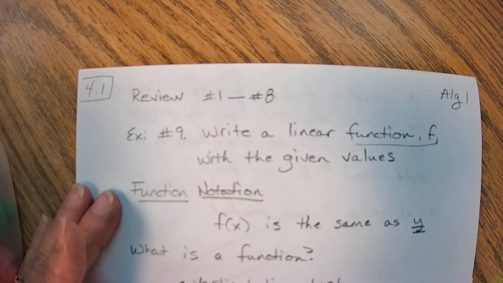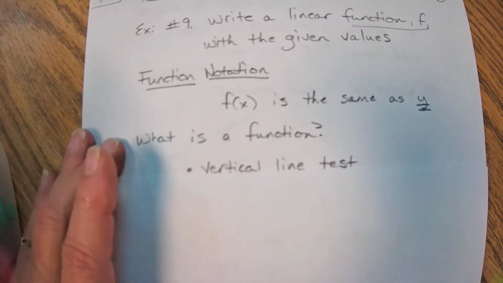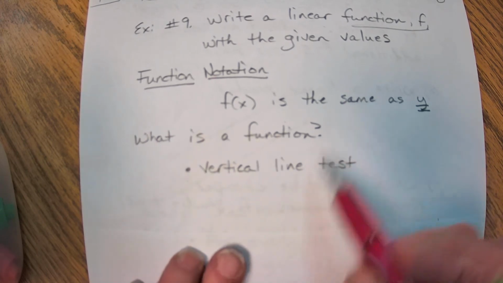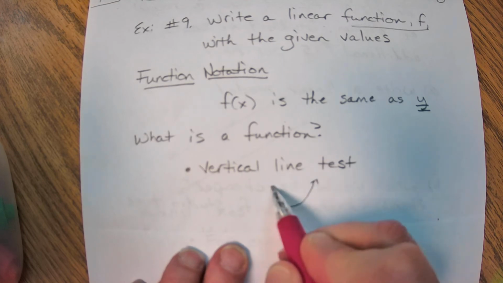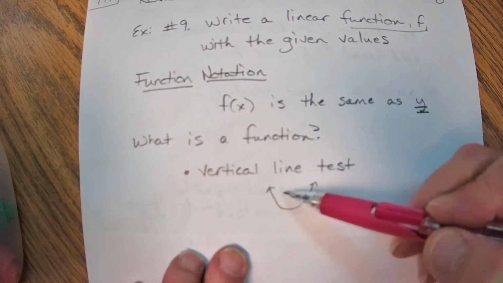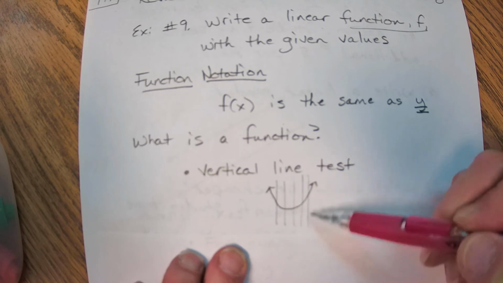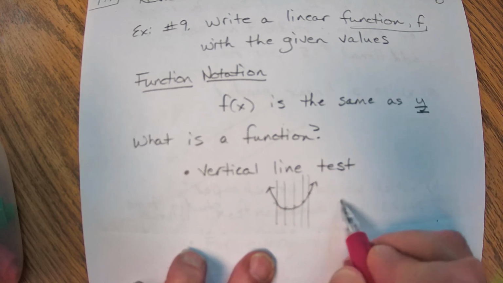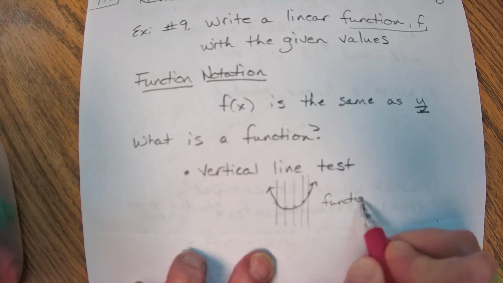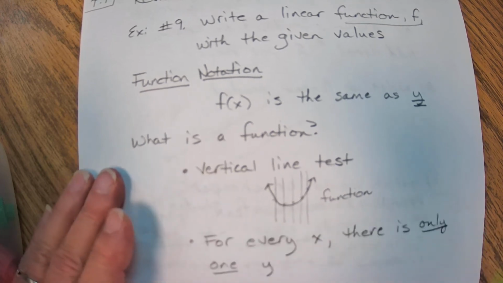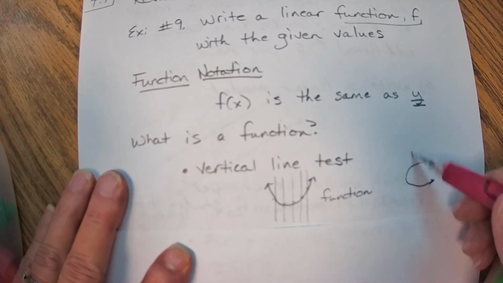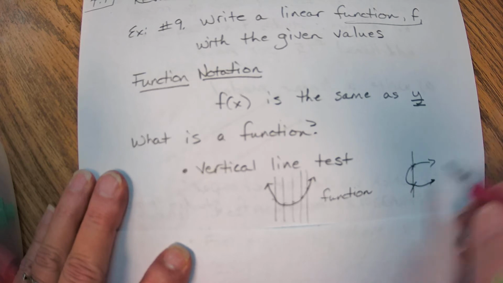So what is a function? What does that even mean? If we look at what we call the vertical line test, let's say that we have a graph that looks like this. And if I draw a vertical line anywhere on this graph, if it only hits the graph once, then this is a function. So it passes the vertical line test. If I had, let's say, one that looks like this, if I drew a vertical line right here, I'm going to hit the graph twice. This is not a function.